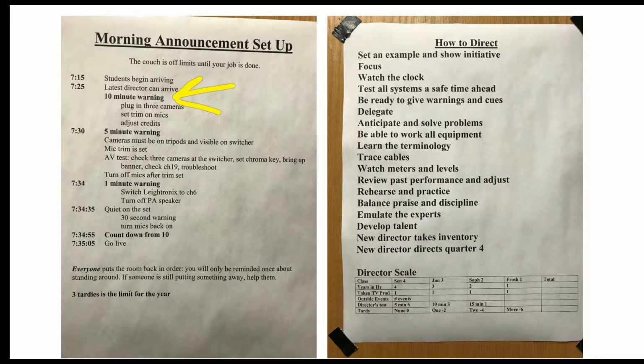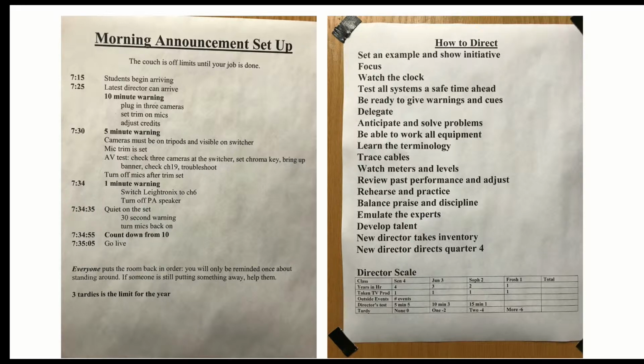The credits are a title that is shown at the end of the show, which include all of the students that are there for that day and making this production happen. Later on, we have a 5-minute warning, and all cameras must be on their tripods, visible to the switcher. The microphone trim is set. There's an AV test. We're checking all the cameras.